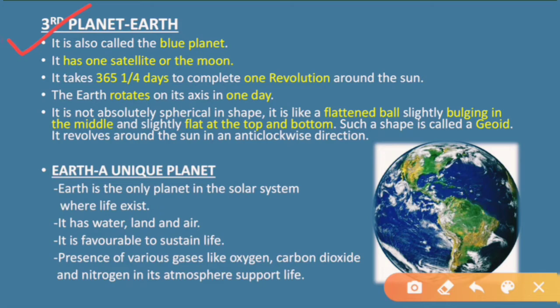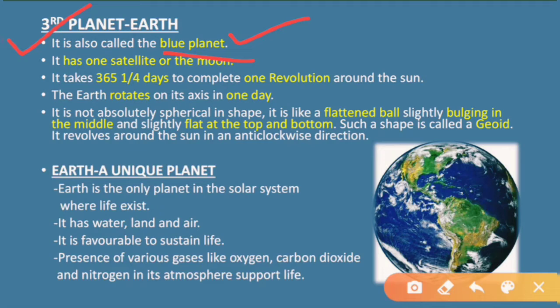Okay, let's begin. The first point, it is also called the blue planet. Planet Earth is also called the blue planet. Why is it called the blue planet? As from far above in the sky, it looks blue in color due to the large amount of water on it. Planet Earth is known as the blue planet because from far away and far above in the sky, it looks blue in color. Why? Because of the presence of a large amount of water on it.